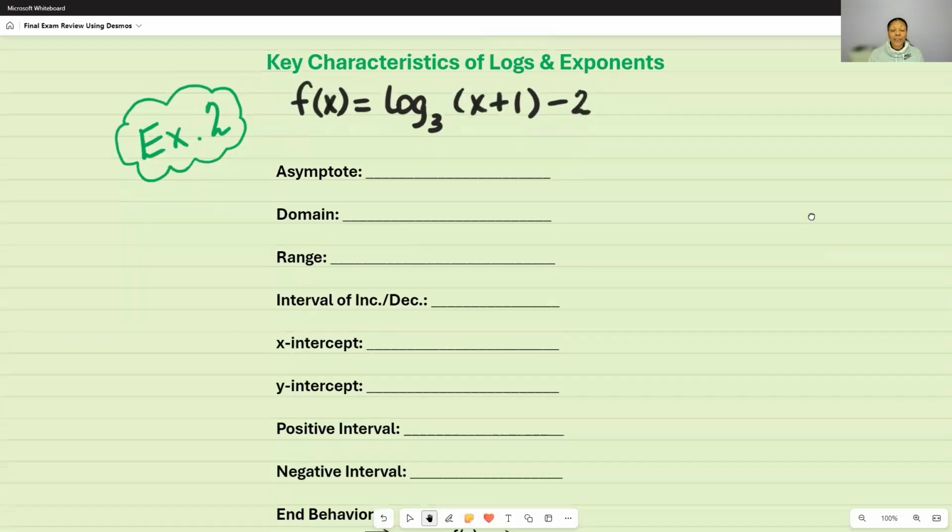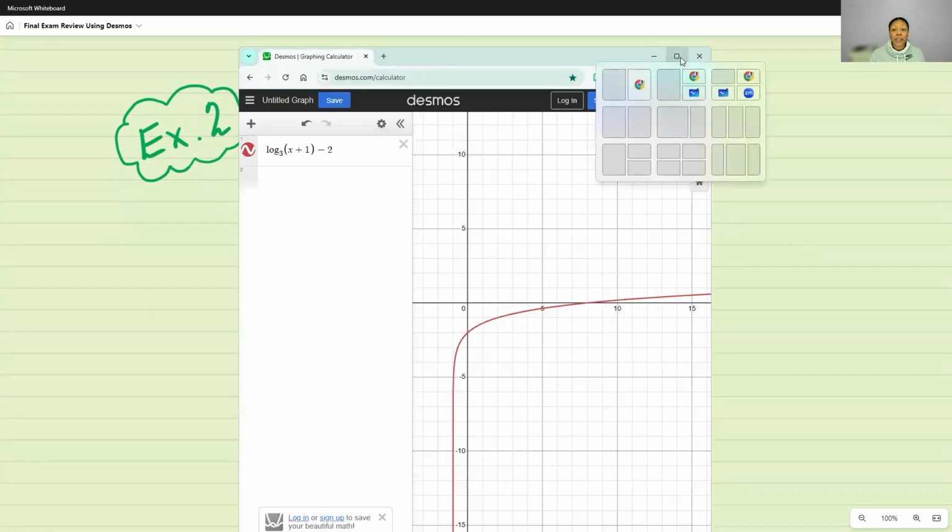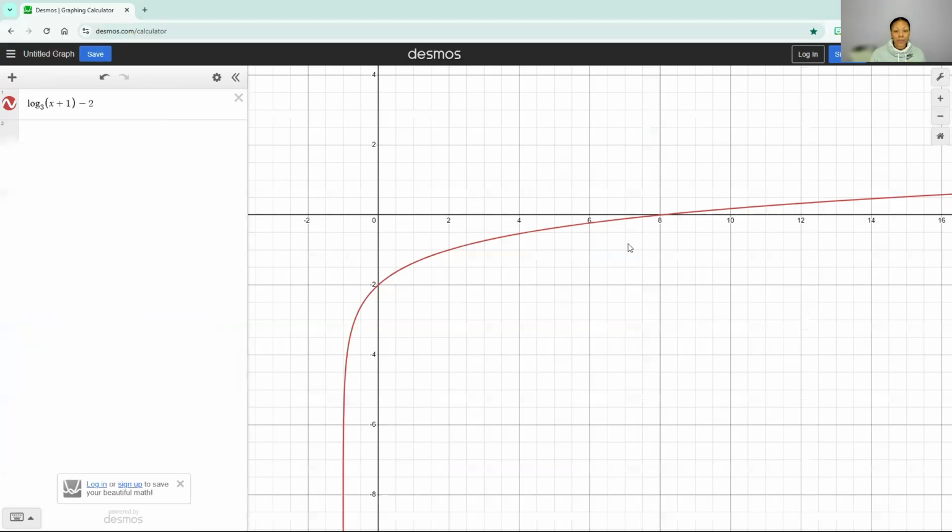So for example 2, I'm trying to find the characteristics of both a log and an exponent function. So we're going to start off with the log one. Using that same example, if I go to Desmos and type that information in, this is what my graph will look like. If I'm looking at the graph, I can see that it's actually moving upwards this way.